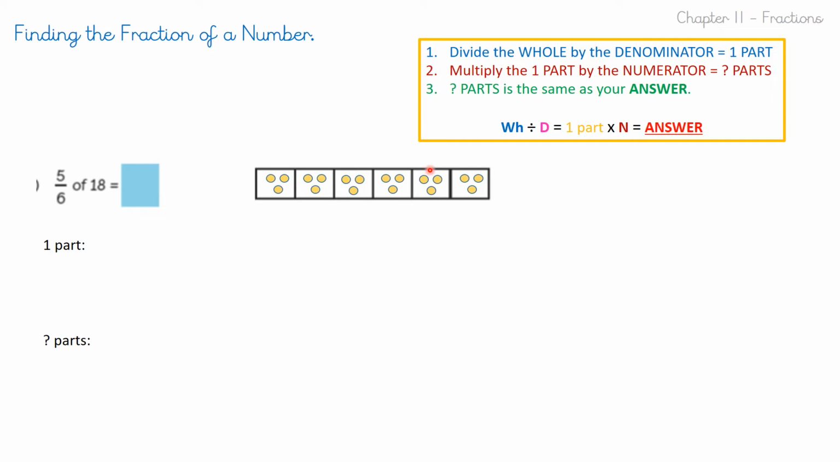If you are able to do it with the bar model and you don't really understand how to use the yellow square method, that's fine, but please give it a go. Now we're going to try and solve it by looking at the yellow square and following the steps. First we need to find what one part is. We have to divide our whole, 18, by our denominator. Our fraction is 5/6, so one part will be 1/6.